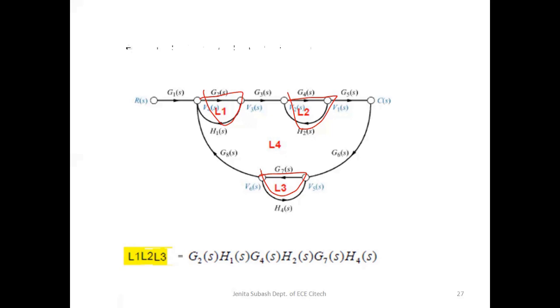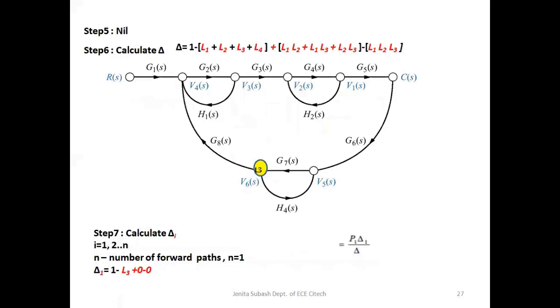So finally, we have to substitute for delta, where delta is given by 1 minus of L1 plus L2 plus L3 plus L4, plus of L1 L2 plus L1 L3 plus L2 L3. Here we have got three combinations, so it becomes the sum of products of two combinations of non-touching loops, minus of, here we have one term which is a combination of three non-touching loops, L1, L2, L3.